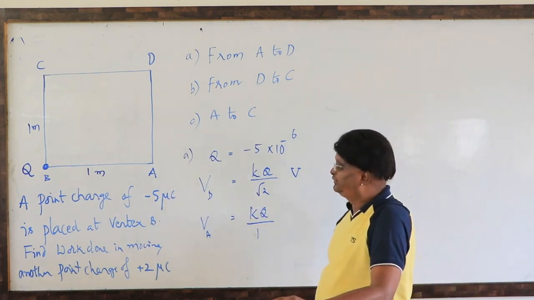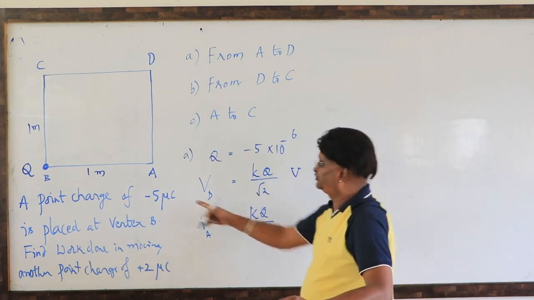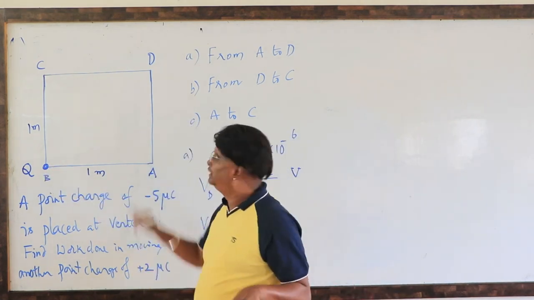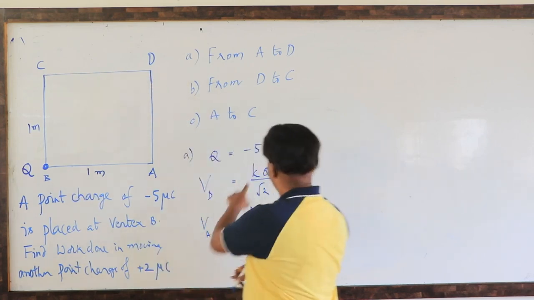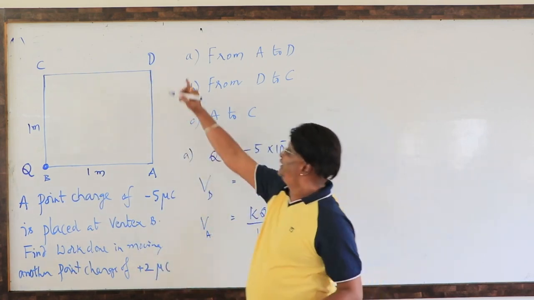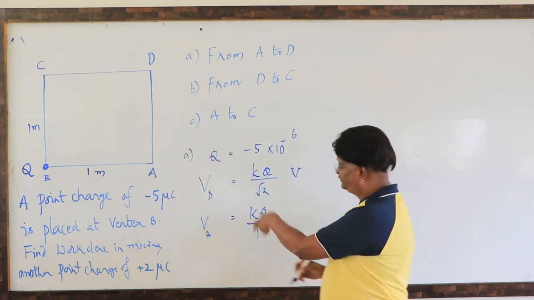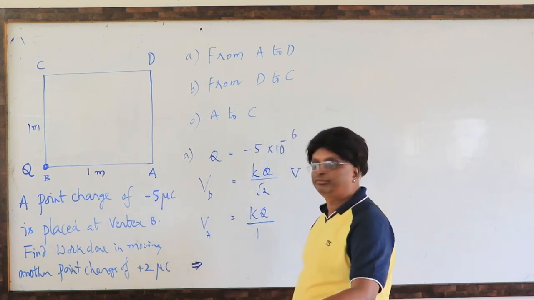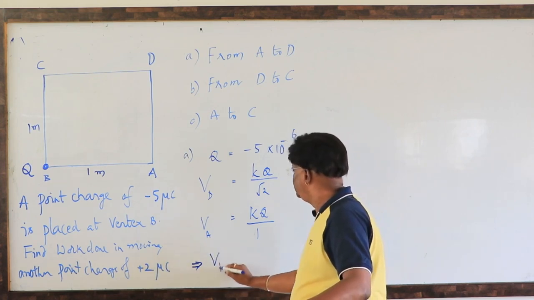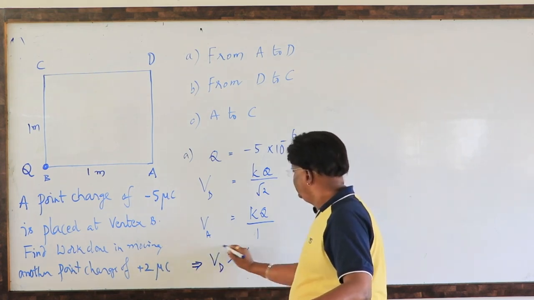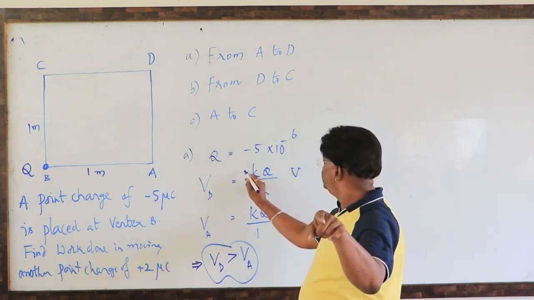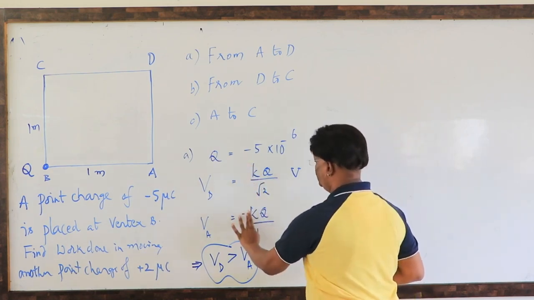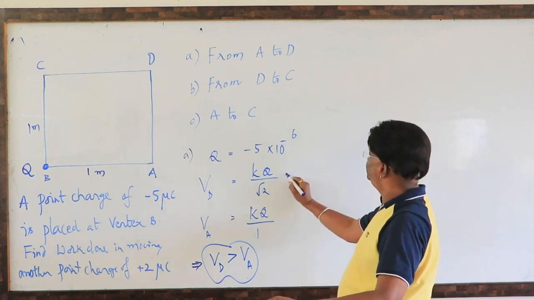So it is KQ by root 2 and this is KQ by 1. What does it mean? Please look here, at B whatever charge we have placed is a negative charge. Magnitude wise, this value KQ by root 2 is lesser in number, and this one is more in number. So immediately, since it is a negative charge and you are talking about negative potential, what you will make out is that VD greater than VA is an important pick that you have to make. Remember, these are negative values that you will consider.